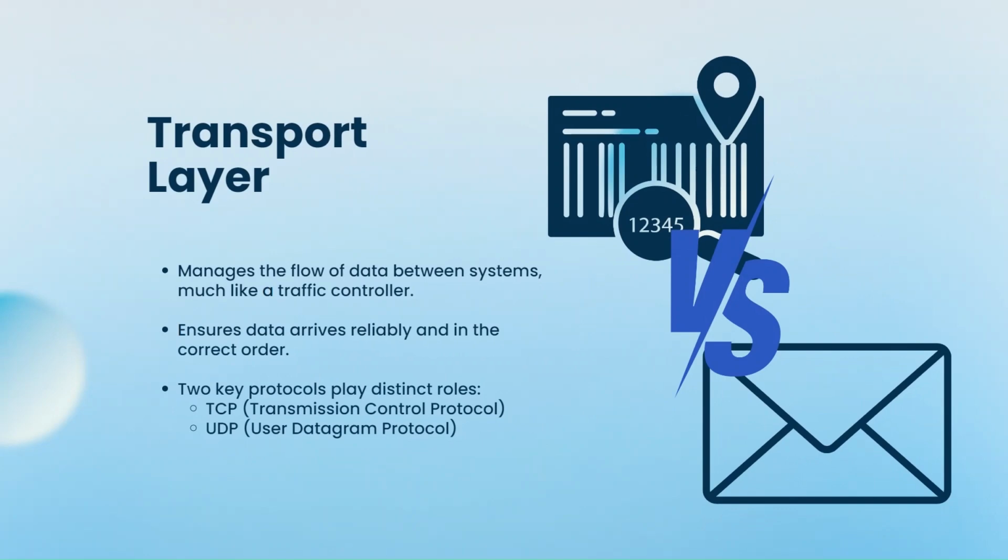Imagine TCP is like sending a registered letter. TCP establishes a connection, tracks delivery, and ensures all data arrives intact. It's reliable but a bit slower. Whereas UDP is like sending a postcard. UDP is faster, but there's no guarantee of the delivery or the order. It's often used for real-time applications like streaming.